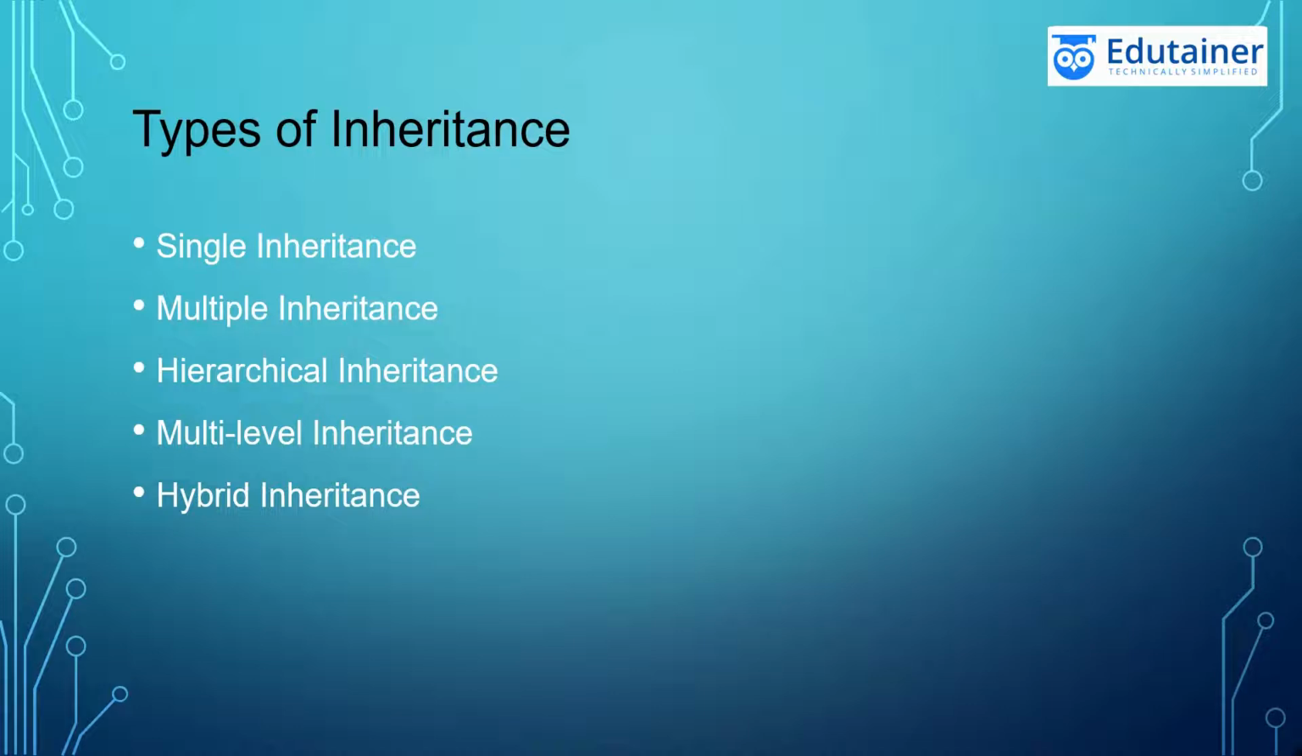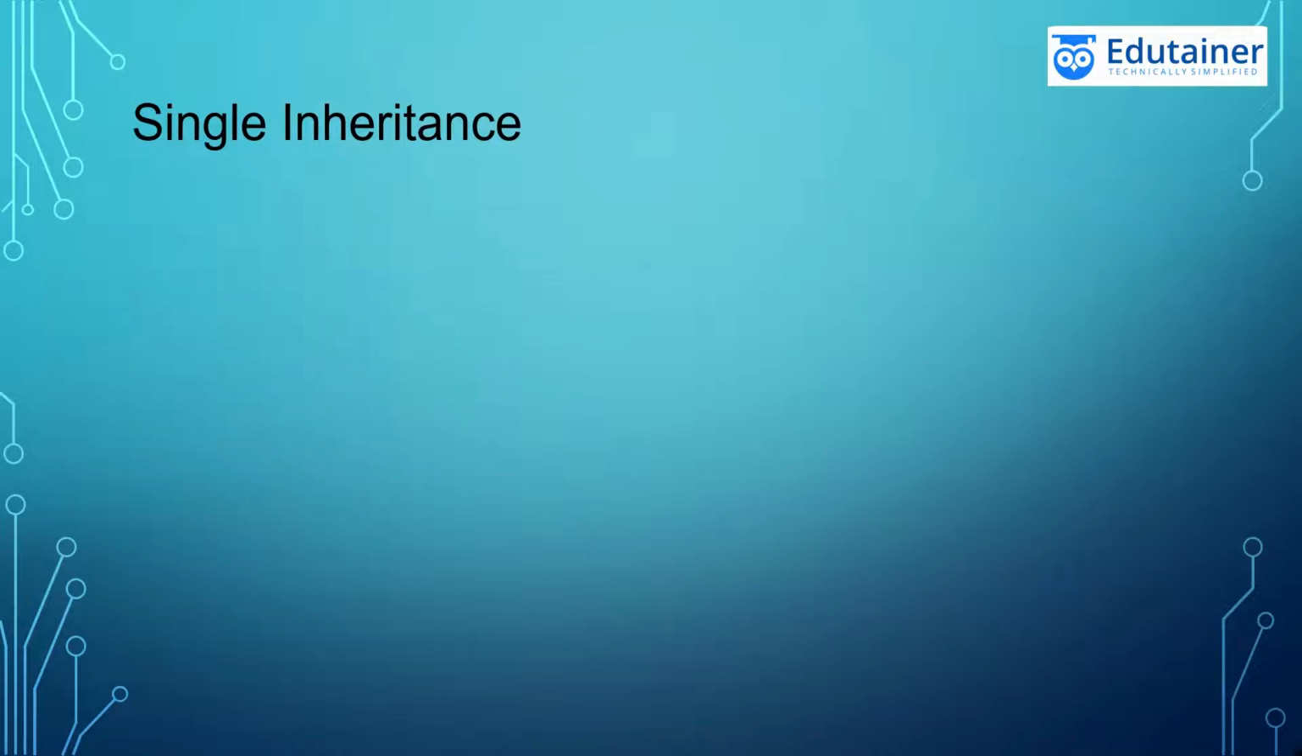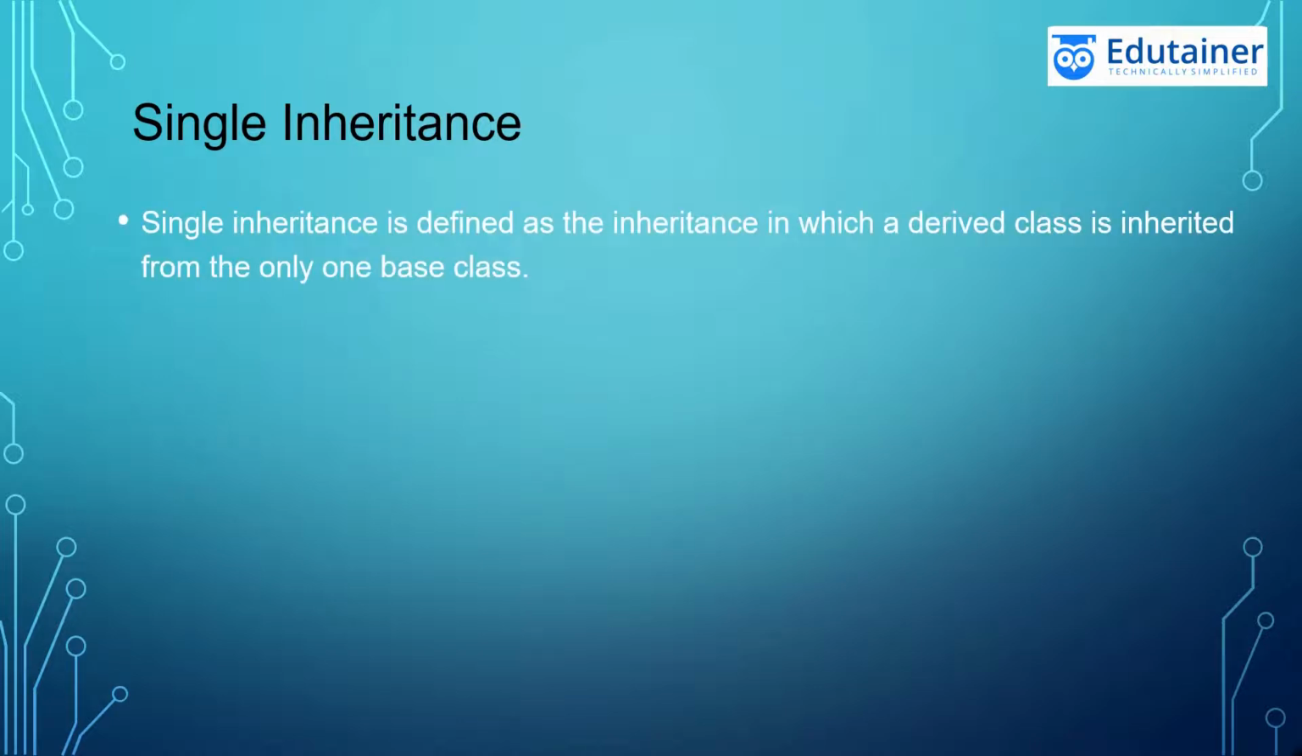So let's begin with single inheritance. The name itself tells us that the inheritance will be single. Single inheritance is defined as the inheritance in which a derived class is inherited from only one base class. Over here we have only one base class from which we are deriving.